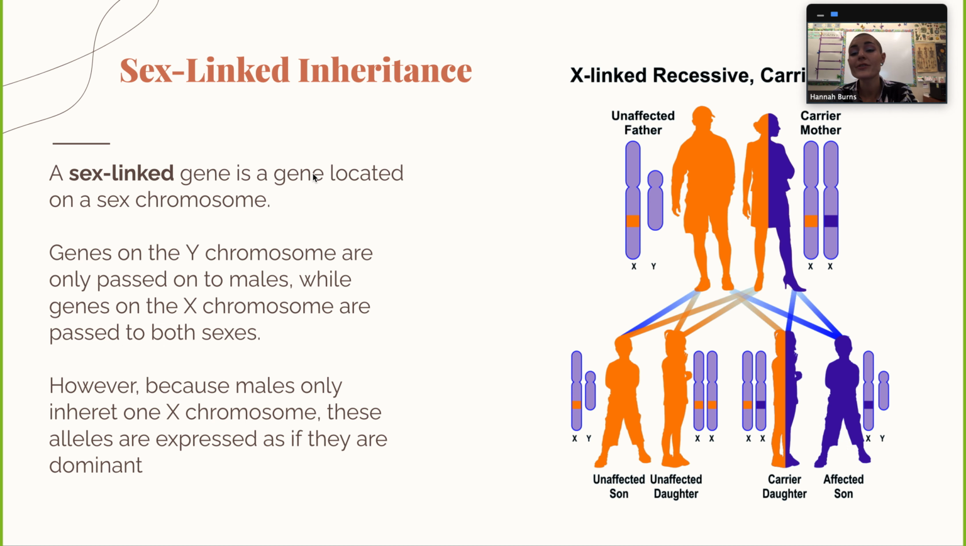So there's also something known as sex-linked inheritance. A sex-linked gene is a gene located on the sex chromosome. So genes on the Y chromosome are only passed on to males because they're the only ones with a Y chromosome, while genes on the X chromosome are passed on to both sexes because both sexes get at least one X chromosome. And because males only have one X chromosome, any of the genes that are passed on that X chromosome are going to be expressed because there's no other allele to compete with it.